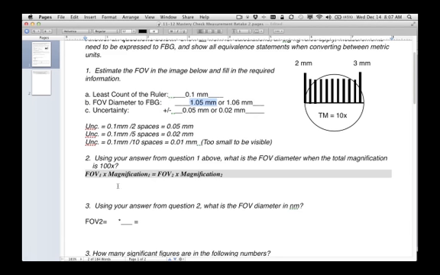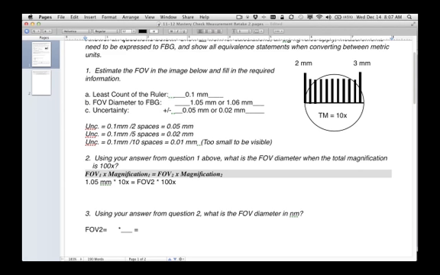We're going to use 1.05 for this one. So take my 1.05 and multiply that by the magnification, which total magnification here is 10x. That equals field of view 2, which is what I want to find, times the magnification, which is now 100x. Then I would do some algebra, and to get FOV2 by itself, divide by 100x, divide by 100x.